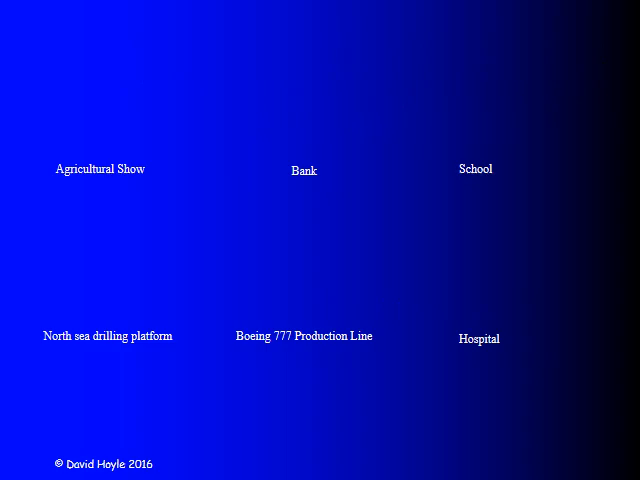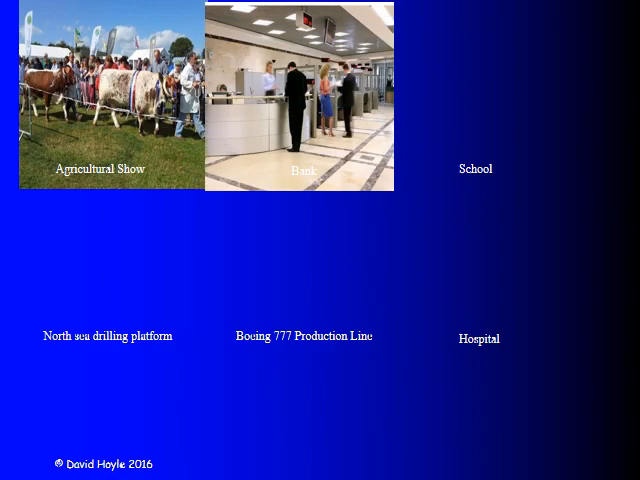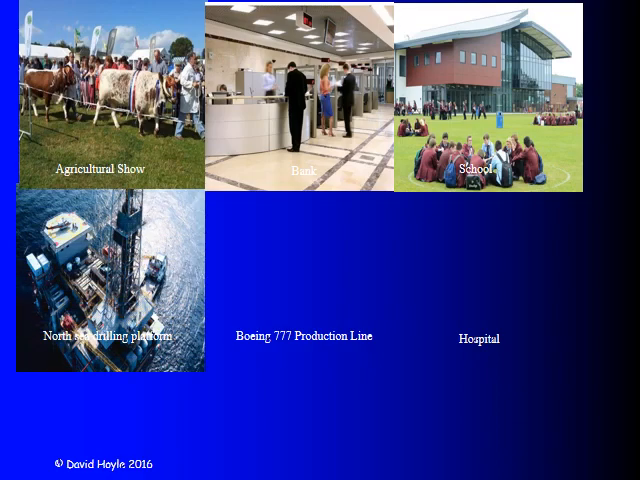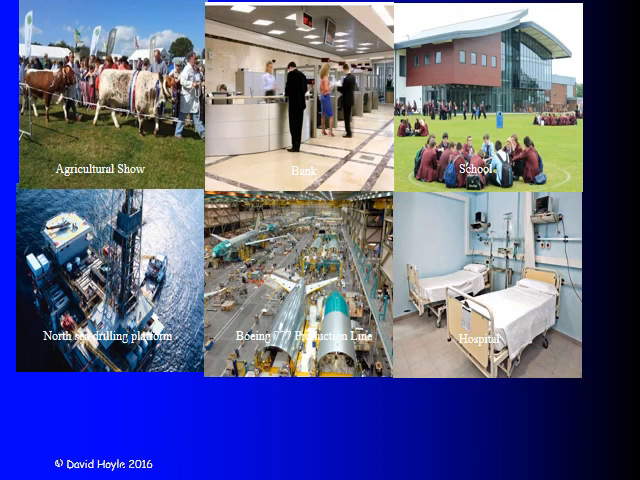Imagine being invited to advise each one of the following organizations on how they could improve the quality of the products and services they provide. A local agricultural society, a retail bank, a school for children, an oil and gas production company, an aircraft development and production company, a city hospital.